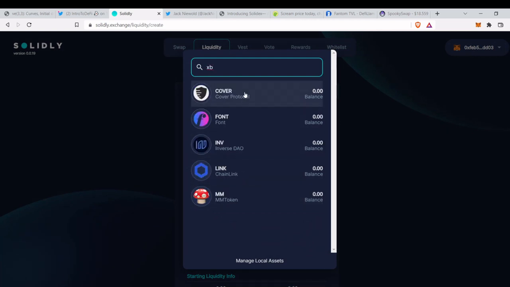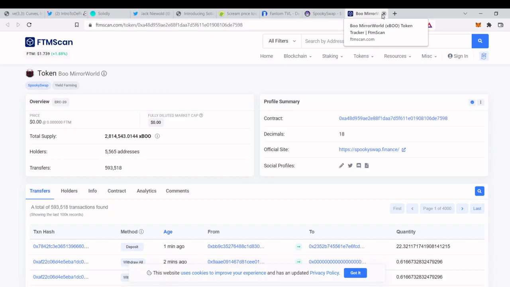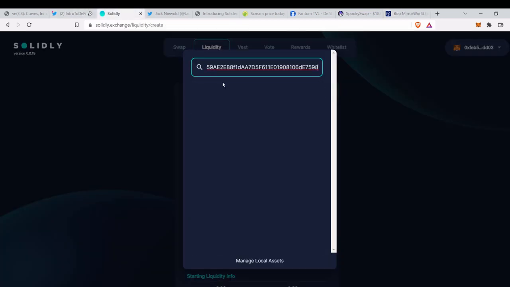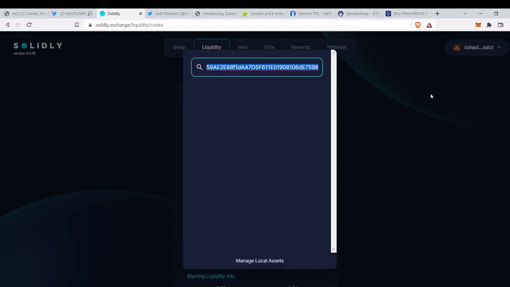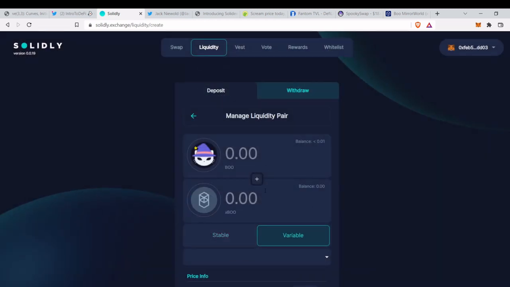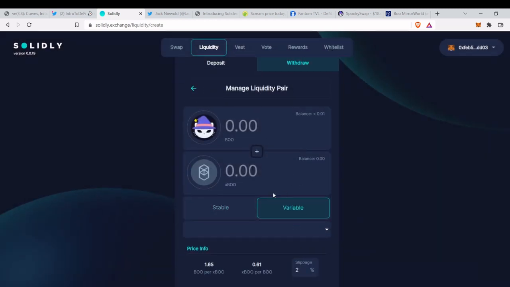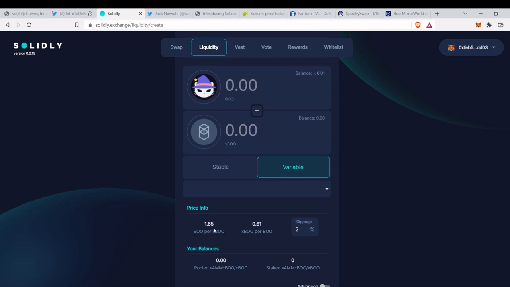XBoo is not here, so we need to find it from FTM scan. So let's find it. We find the Boo Mirror World XBoo's contract, then we copy it, then come to Solidly and paste it. Then choose XBoo, then choose the variable pool, as they voted for variable swap, and just provide liquidity. You can see the Boo per XBoo here.